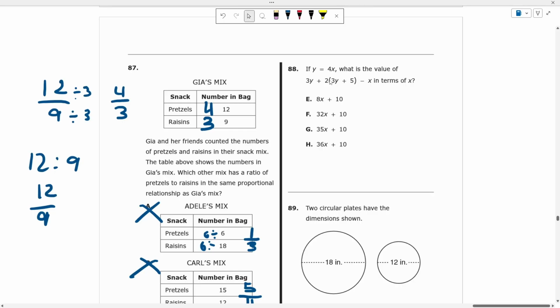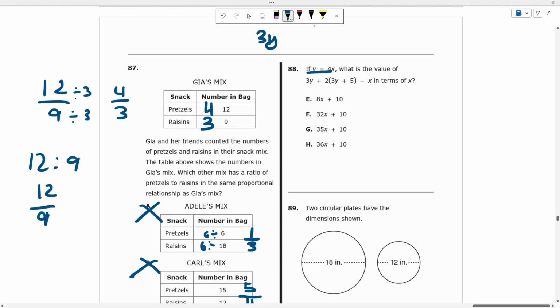Number 88 says that if y is equal to 4x, what is the value of 3y plus 2 times 3y plus 5 minus x in terms of x? So again, this is another type of question that has 2 different types of variables, and we know what one of those variables is equal to. So just plug in 4x for y.